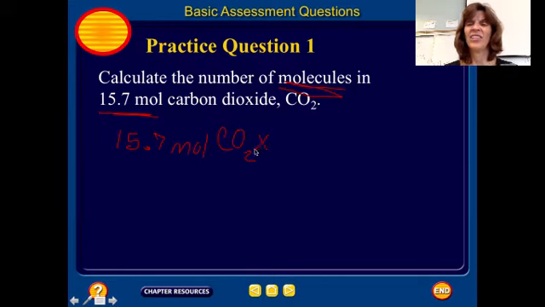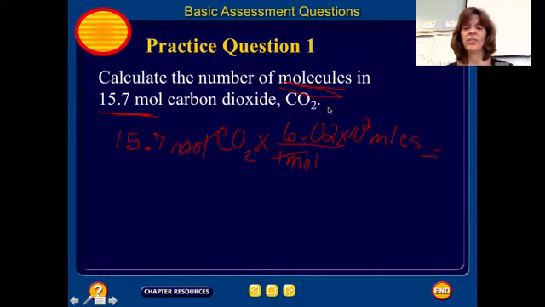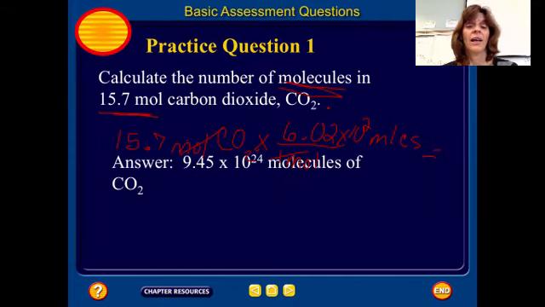Sorry, it's a little hard to write on. Now we want to get rid of moles, so 1 mole is in the denominator, and the number of molecules, which is Avogadro's number, goes in the numerator. Cancel out moles, do your calculations, and pause if you don't have your answer yet. 9.45 times 10 to the 24th molecules of CO2. Okay, if you have trouble with that, let me know.